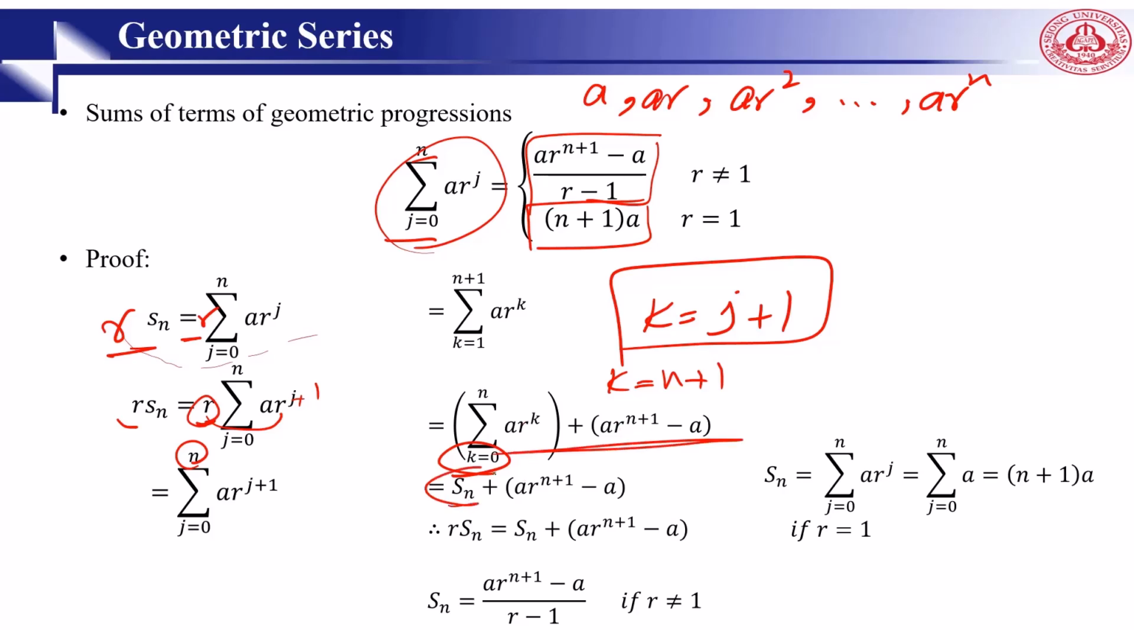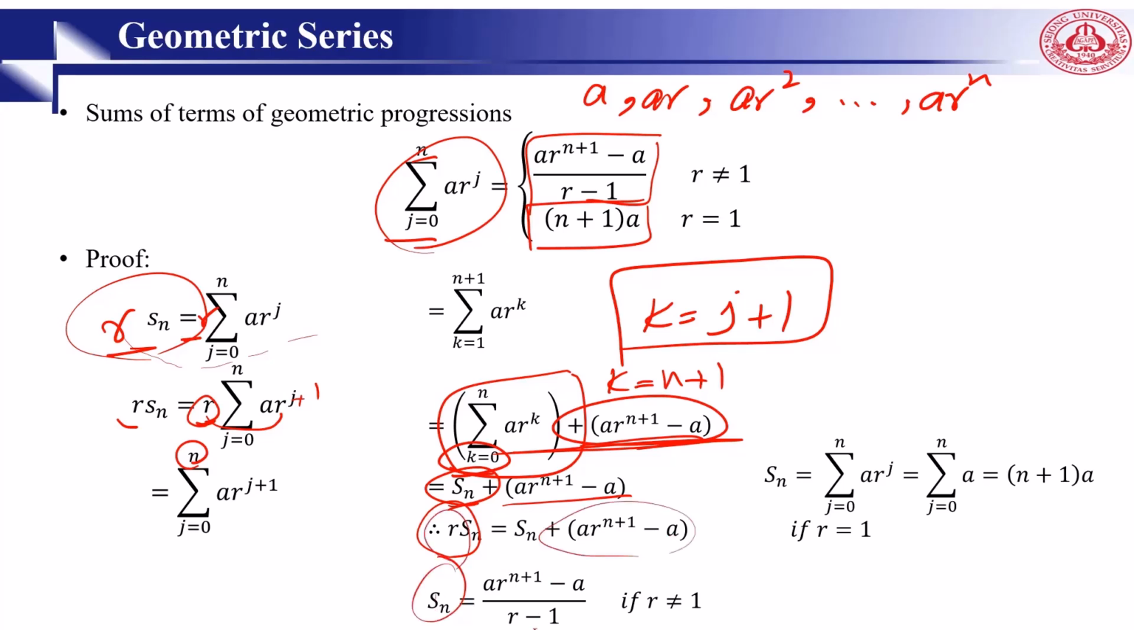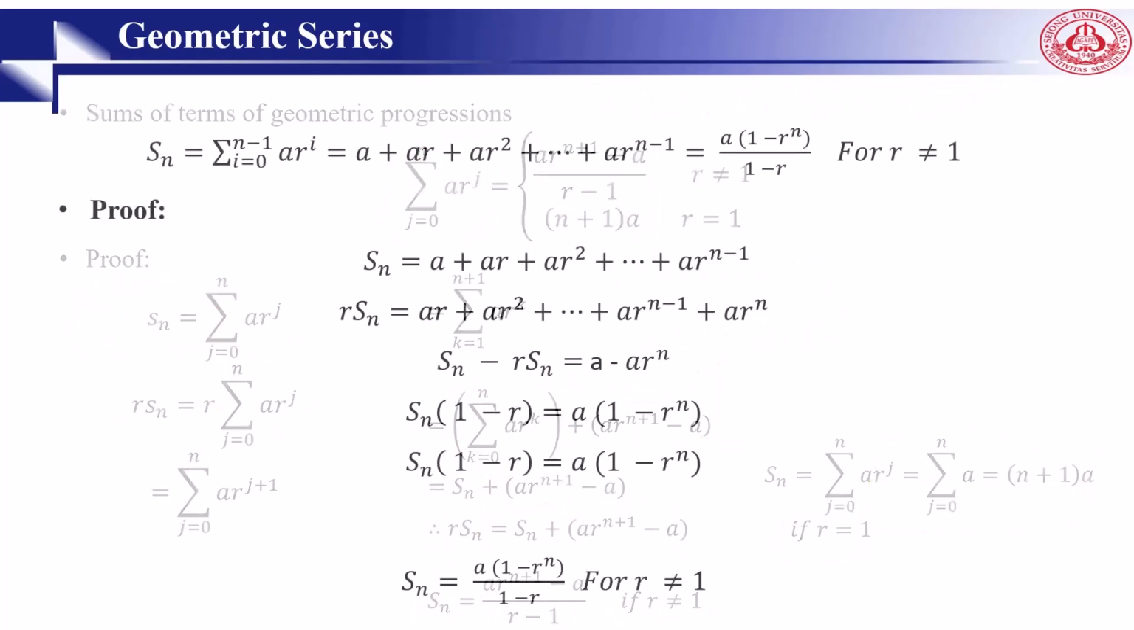Then by substituting the summation formula that we have, so this is our Sn, right? Sn plus arn plus 1 minus a. And then simply we can say that Rsn, because here we suppose Rsn, is Sn plus arn plus 1 minus a. Then Rsn will be this side divided by r minus 1 when r is not 0. And for r equal to 0, we will have Sn, j from 0 to n, arj equals the sum from j equals 0 to n of a, equal to n plus 1 of a. So very simple.